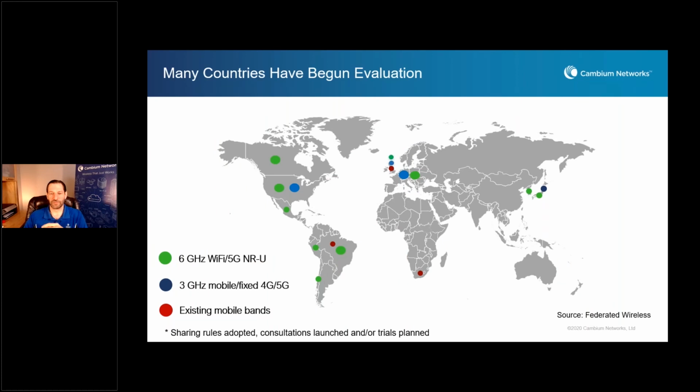So lots of countries have begun evaluating 6 gigahertz. I mentioned 3 gigahertz as well. So there's, again, Japan and Korea doing 6 gigahertz evaluation. Brazil is well underway and getting close to opening that up as well. So there's lots of opportunities for 6 gigahertz, and I think we'll see Wi-Fi 6 technology come into play in a big way towards the end of this year and especially next year.